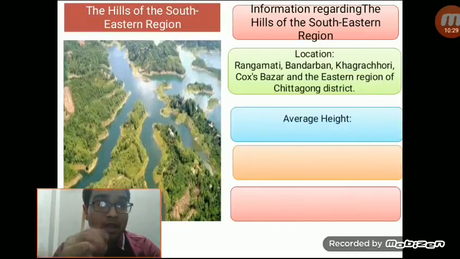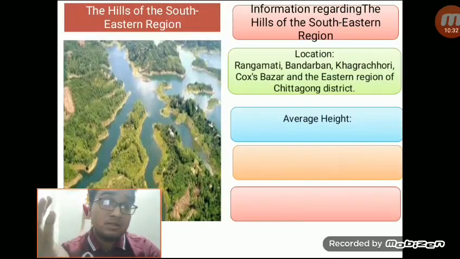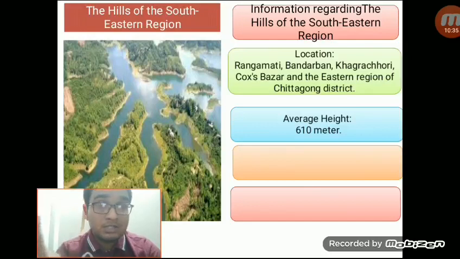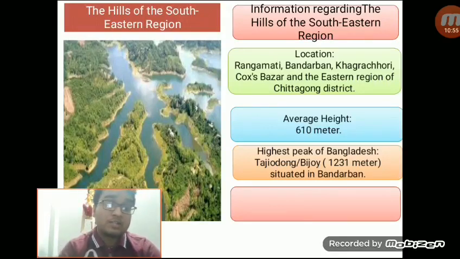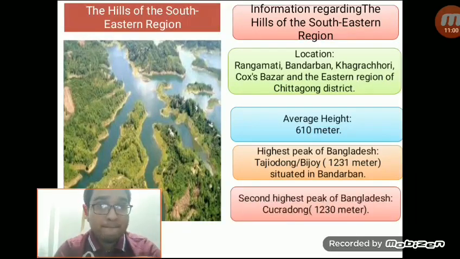Then the average height of the hills is 610 meter. Then the highest peak of Bangladesh. This is very important information. The highest peak of Bangladesh is called the Tajingdong. Its another name is Bijoy, and the height of it is 1,231 meter, and it is situated in Bandarban. Next information is the second highest peak of Bangladesh is Keokradong, and the height of it is 1,230 meter.